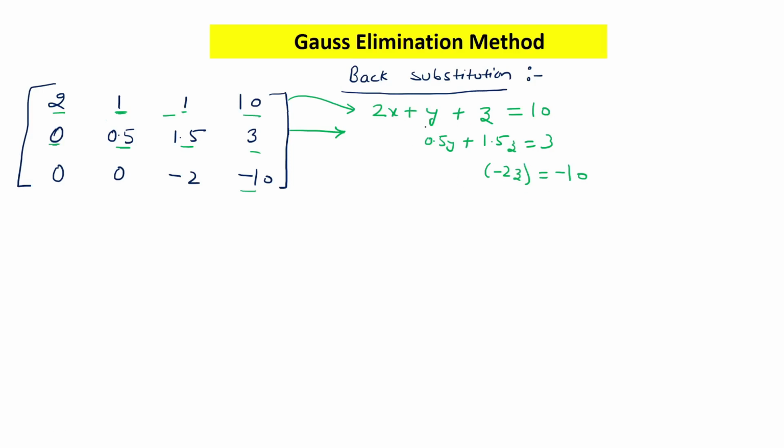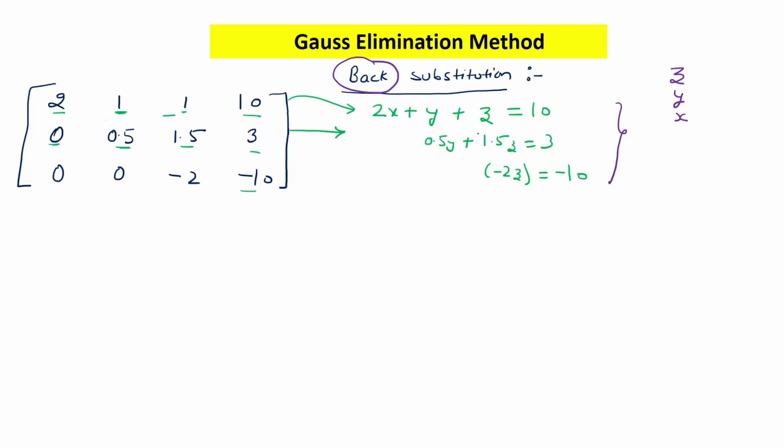Now back substitution means we have to find the values of x, y and z. And how can we do that? Here we have the word back. So here we will first find the value of z, then we will find the value of y, and then we will find the value of x. If you are given these three equations and asked to find the value of x, y and z, I think it will be very easy for you because we have three equations and three variables.